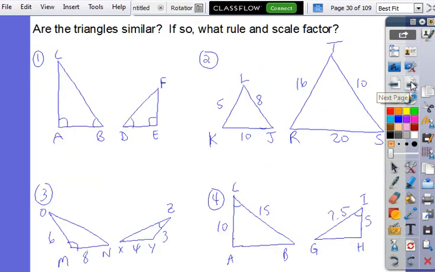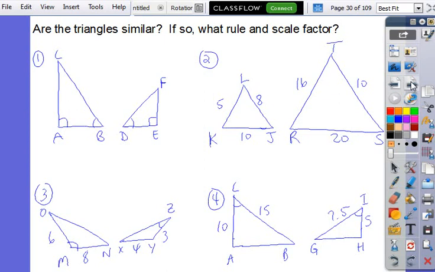What would the first rule be? Angle, angle. I've got two pairs of angles that match. What about number 2? Side, side, side. Are we sure? No. How do we check it? Small, small, middle, middle, big, big. See if it works. Yes, it does. Small is 10 over 5, that's 2. Middle is 16 over 8, that's 2. 20 over 10 is 2. So yes, that one works.